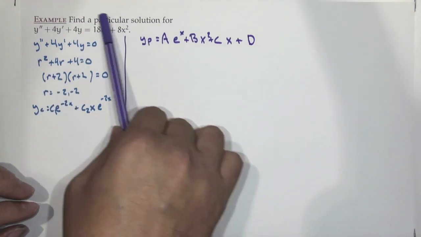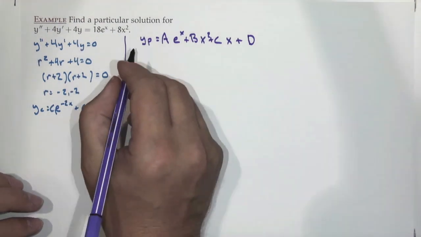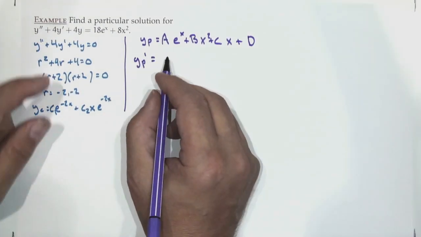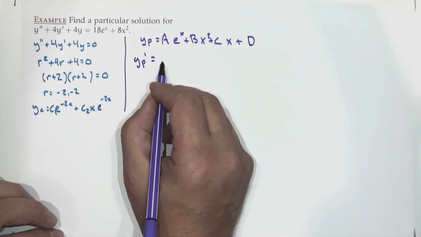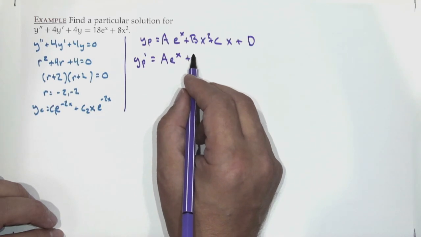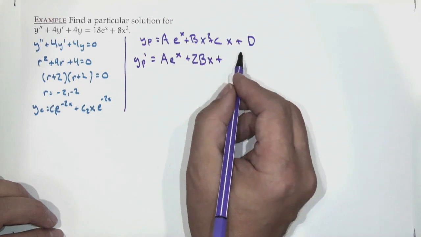Well, we're going to plug it in. That's what we always do, right? If we know it's our solution, plug it in. So we're going to need to have the first derivative. So what's the derivative of this expression? A e to the x, 2b x plus c.